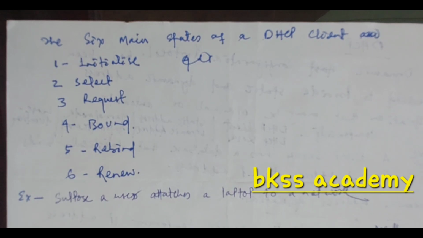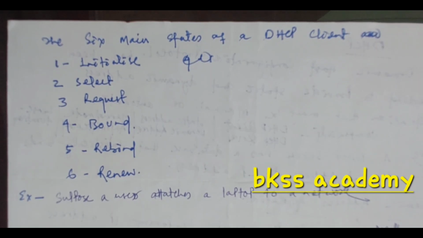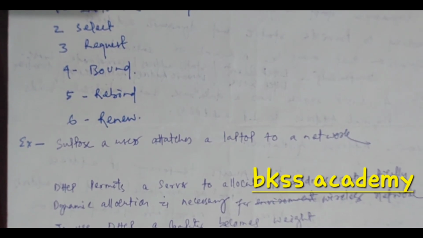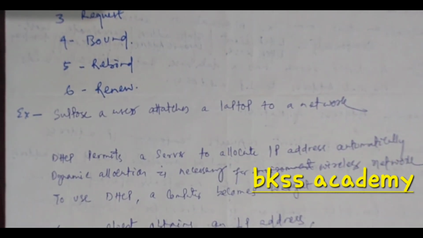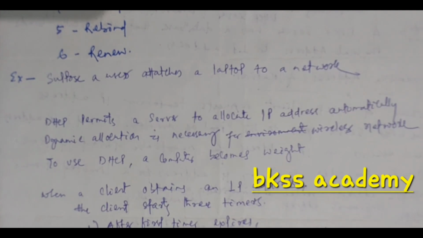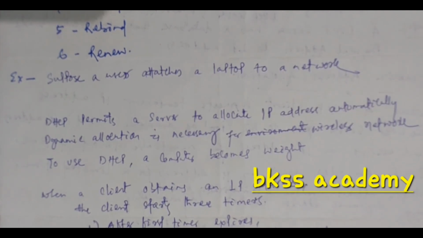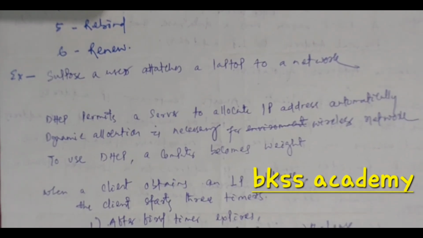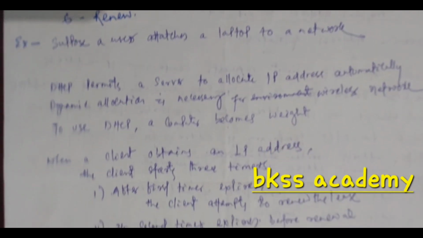There are 6 main states of a DHCP client: initialize, select, request, bound, rebind and renew. Suppose a user attaches a laptop to a network. DHCP permits a server to allocate the IP address automatically. That is, dynamic allocation is necessary for a wireless network to use DHCP.